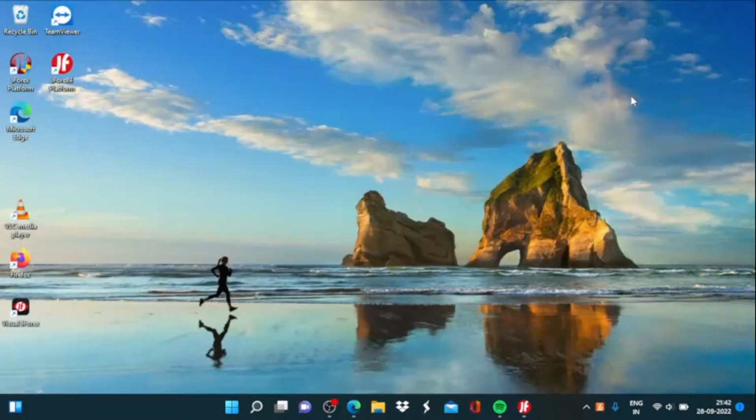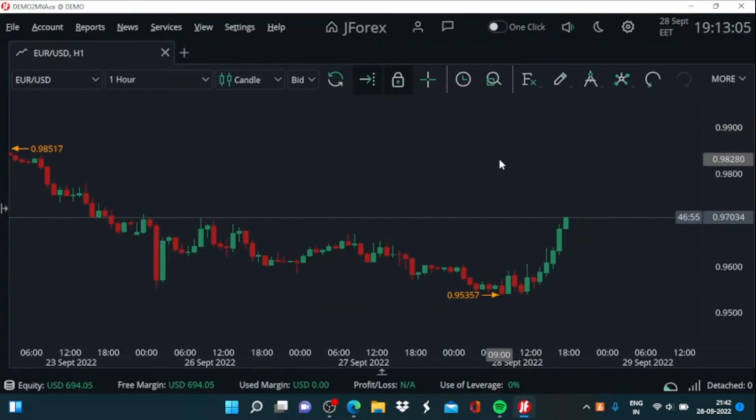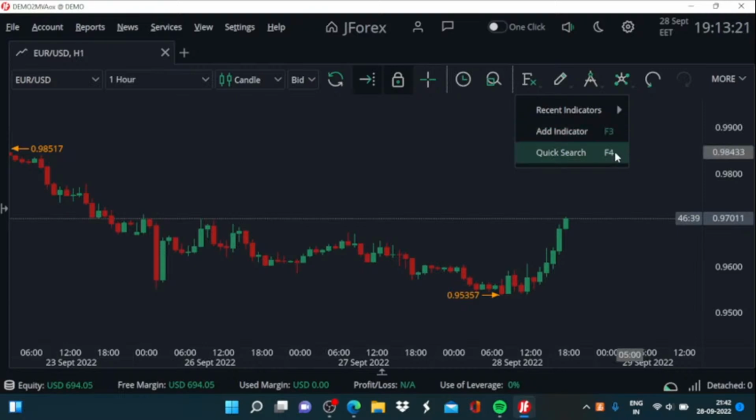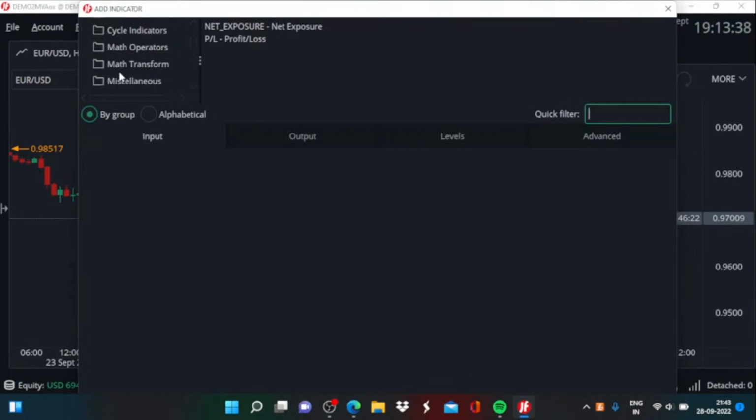So let us now head to the JForex 4 platform, the newly released trading platform from Dukascopy Bank SA. This is the Euro USD chart with the candle period set to hourly. Here I will find the McClellan histogram. There are two ways to go about it. You can press F3, the add indicator option, or you can do a quick search with F4. All you have to do is type in the name in quick search, or if you want to know where it is, it is listed amongst the momentum indicators just below the McClellan oscillator.